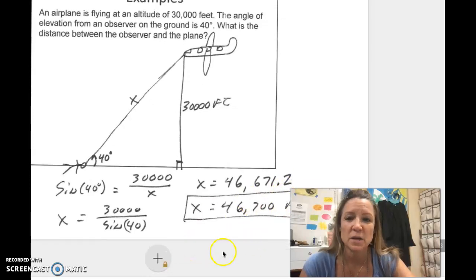And generally speaking, if they ask you to round to the nearest hundreds, then you would round it up.